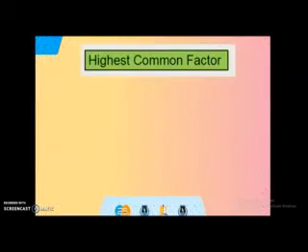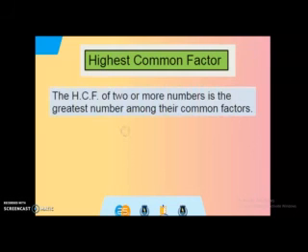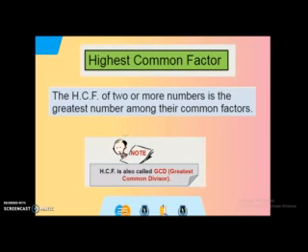Now, we are going to learn highest common factor. The HCF of two or more numbers is the greatest number among their common factors. It means, among all the common factors, whatever the greatest number is, the highest number, that is known as the HCF. HCF is also called GCD, that is greatest common divisor.